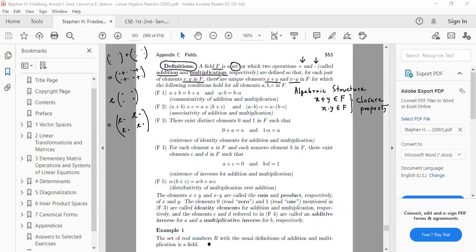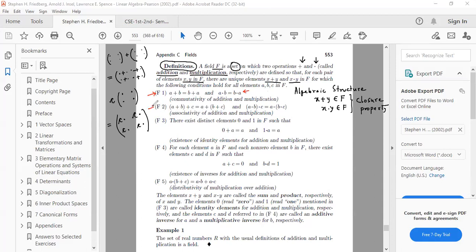Apart from this, with respect to these operations plus and dot, some other properties need to be satisfied. First of all, let us look at the property F1. What is it saying? It is saying that if you take any two numbers, A and B, then A plus B must be equal to B plus A. It's called commutativity of addition. And A dot B must be equal to B dot A. It is called commutativity of multiplication. These two properties need to be satisfied.